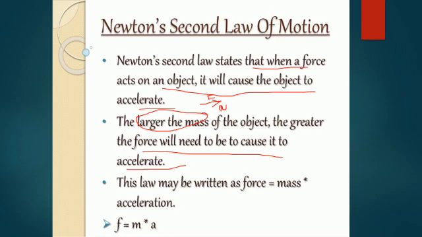So we can also write this as F = ma. This is the relationship between force, mass and acceleration, or you can also write this as a = F/m. Right? So you can also write this as a = F/m. So now you can say that the acceleration is directly proportional to the force and it is inversely proportional to the mass of the object.